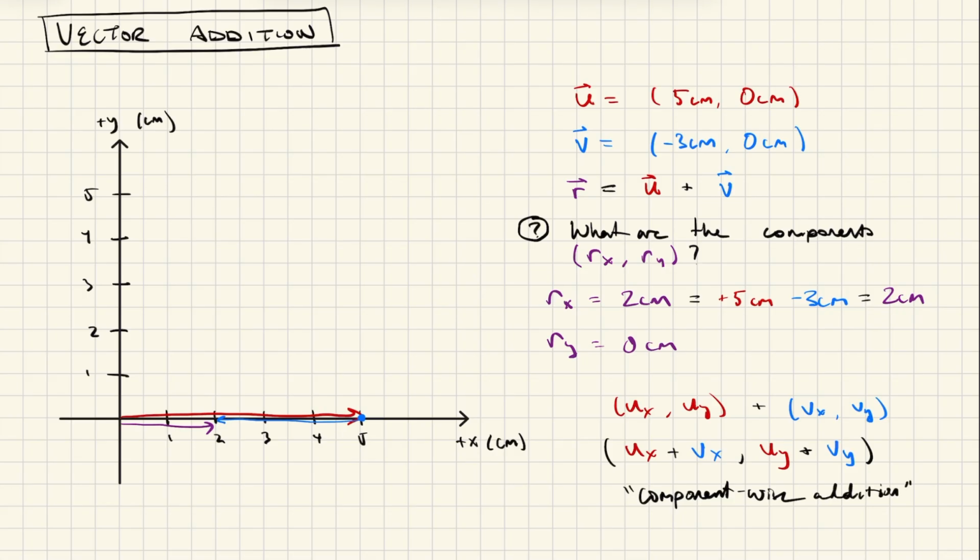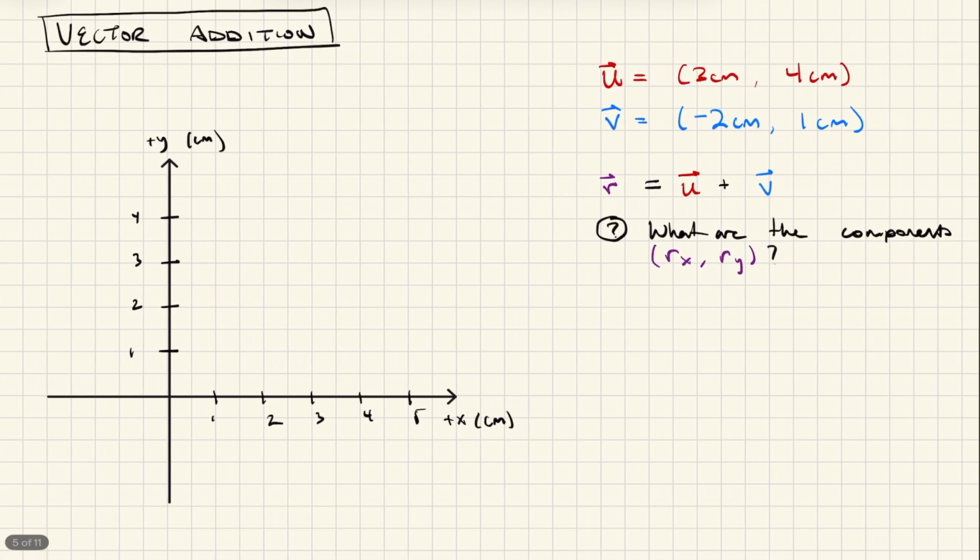Okay, so I've given you vectors here that are just one-dimensional. They only point to the right or to the left. So let's make sure this component-wise scheme makes sense for when we have vectors that have non-zero components in both directions. So here are two new vectors. Vector u now has x and y components, and vector v has non-zero x and y components. And once again, let's try to compute the resultant vector r equals u plus v.